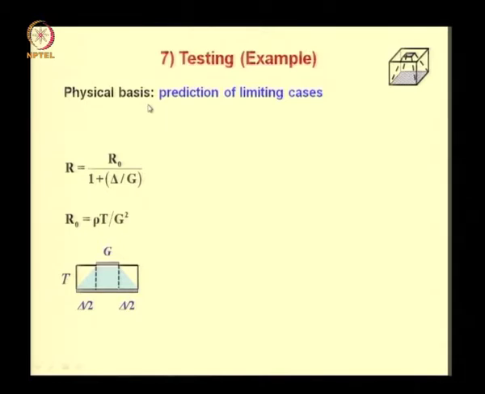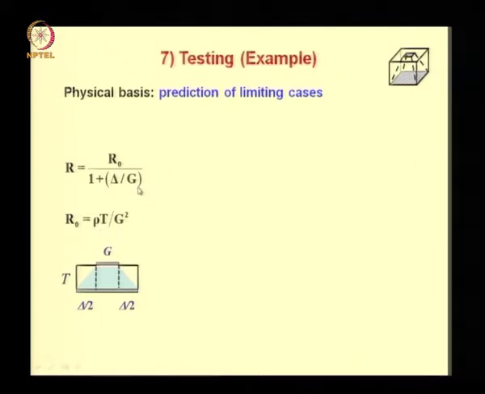Next test of physical basis is prediction of limiting cases. Does this model predict limiting cases correctly? So one limiting case, for example, is delta is equal to 0. Here R is equal to R0. One can easily check that if I set these extensions to 0, it will become a one dimensional resistor and its formula will be given by this, which is correctly predicted by this model.